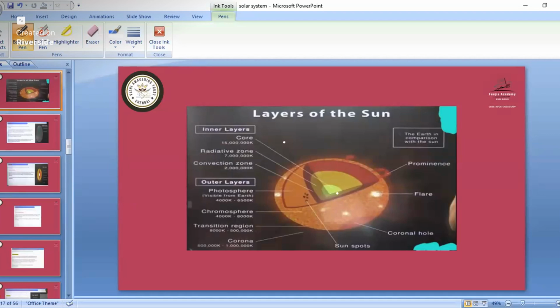At the center of the solar system, as I said, it has a high temperature, about 15 crore Kelvin, and that has a huge amount of energy. Then the radiative zone has about 70 lakh Kelvin. Then the convection zone has about 2 lakh Kelvin. So the core, radiative zone, and convection zone are the inner layers of the sun. The outer layers are the photosphere, chromosphere, then the transition region, and after that the corona. This corona is the outer layer. We'll study all these layers separately.